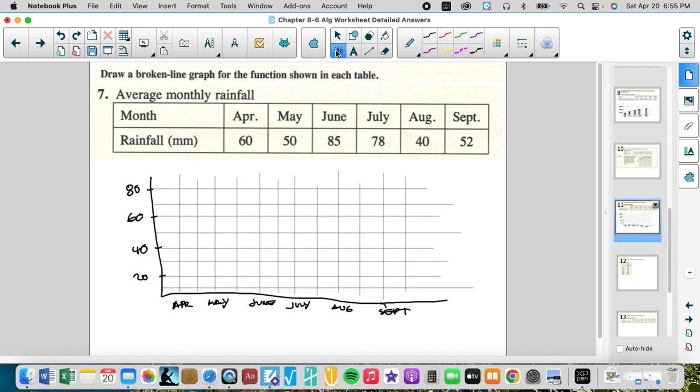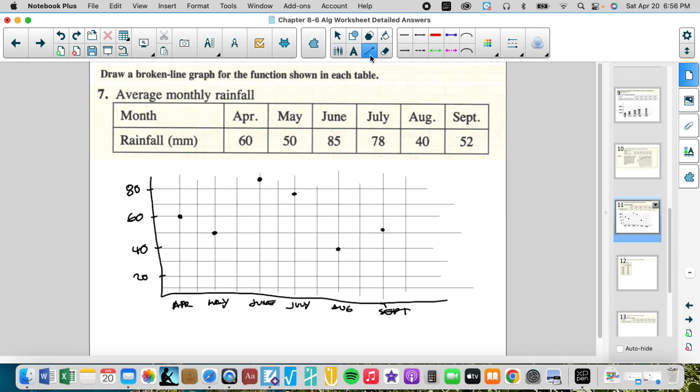So now we're going to make dots. So April is 60, we make a dot. May is 50, we make a dot. June is 78, that's up here-ish. June is 85. Whoops. June is 85. That's going to be about here. July is 78. So July is 78. August is 40. And September is 52. 52 is going to be just above the 50.